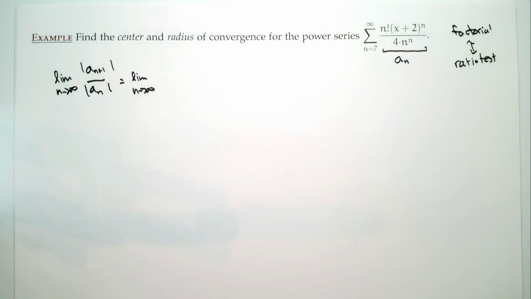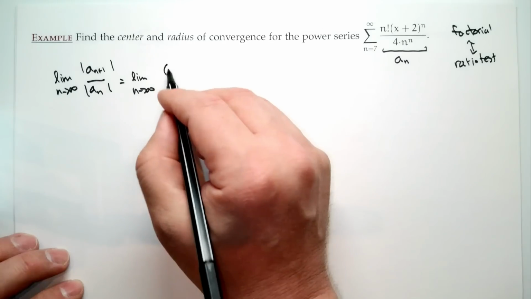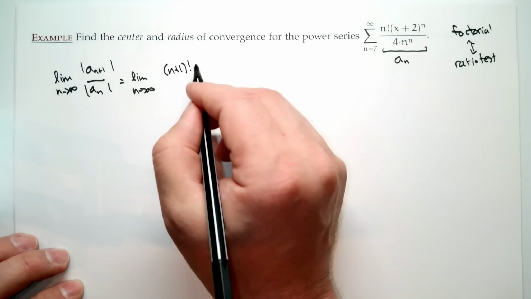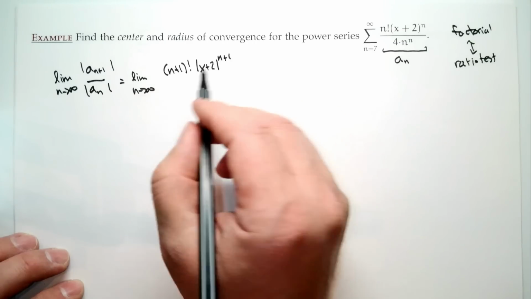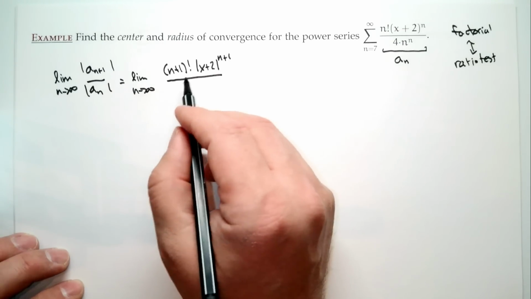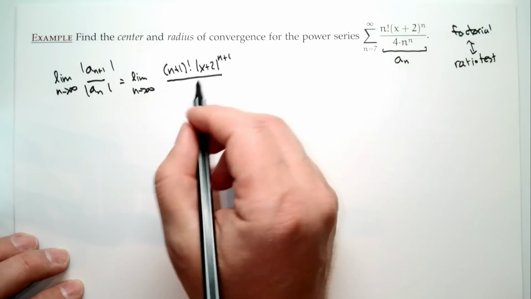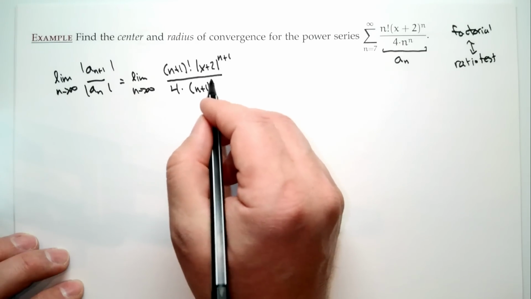And the answer is just everywhere you see an n, put an n plus 1. And use parentheses if you need it. Parentheses are your friends. They will help save a point. And every point matters. Got to get all the points. So n plus 1 factorial, absolute value of x plus 2 to the n plus 1 over 4 times n plus 1 to the power n plus 1.